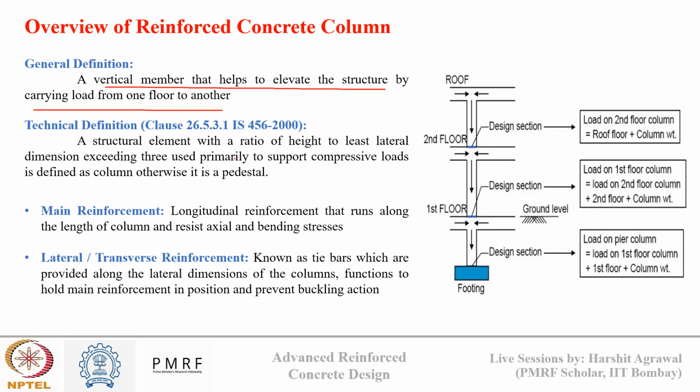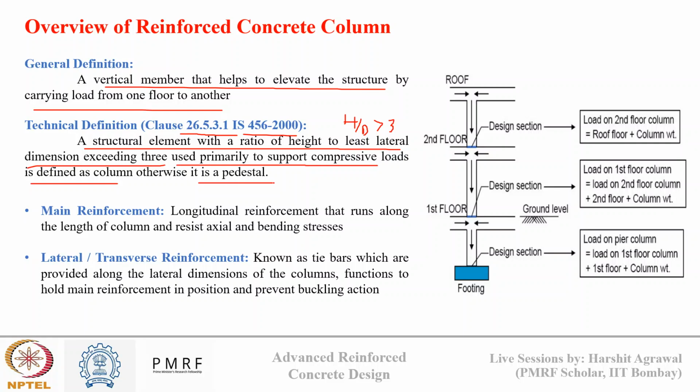Now, if we look at the technical definition as per clause 26.5.3.1 of IS 456, it says that a structural element with the ratio of height to least lateral dimension exceeding 3, which primarily supports compressive load, is defined as a column. So this height h and the least lateral dimension, suppose I name it d. If this ratio is greater than 3, then we say it is a column, else it is a pedestal.